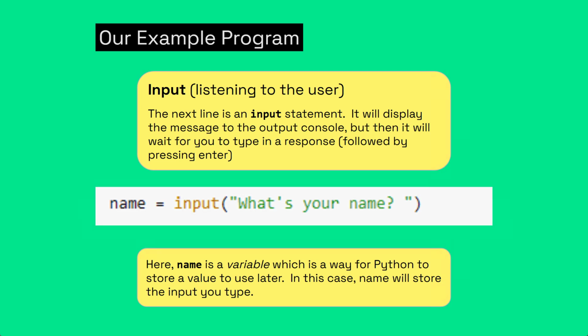Now here, in this line, we're also introducing a variable called name. And a variable, you can think of it as a box to put something in to use later. So here, once you input your name, Python will store whatever you entered in that variable name, and you can use it later. In fact, we'll use it in the next line.